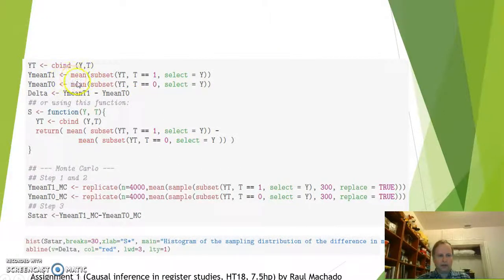And this is the code. Here you use it directly from Table 1, and you can get that, or you can create a function. And then for the Monte Carlo, you can use steps 1 and 2, using replicate and the sample mean on the subset. I use that for T1, the treatment, and the control group, and then the difference. And the histogram is plotted using this.